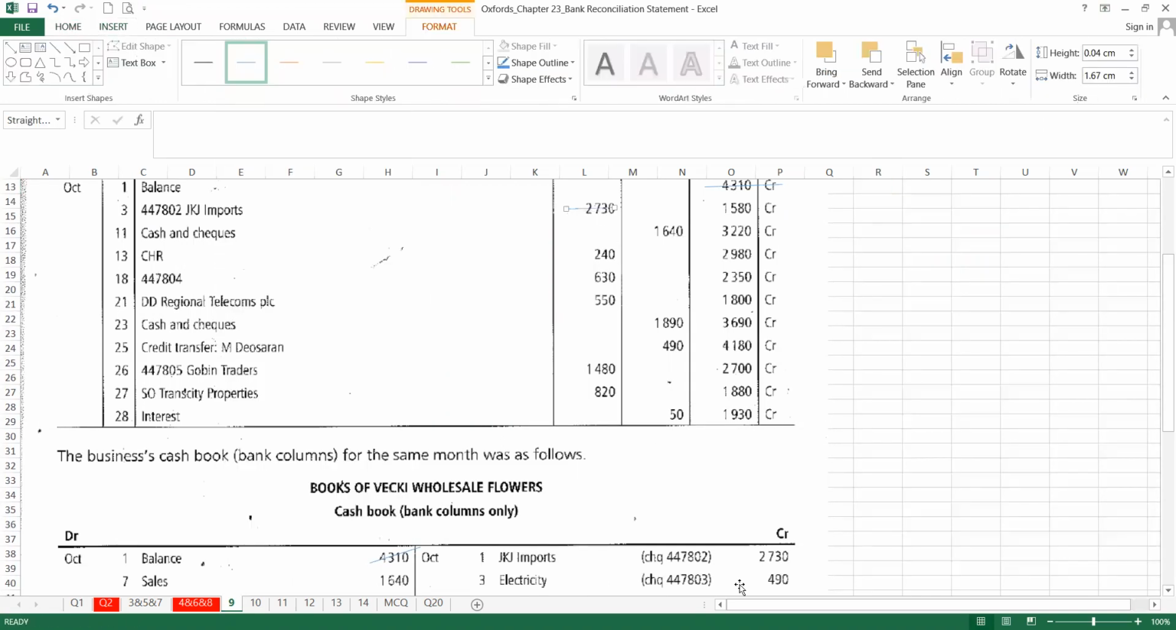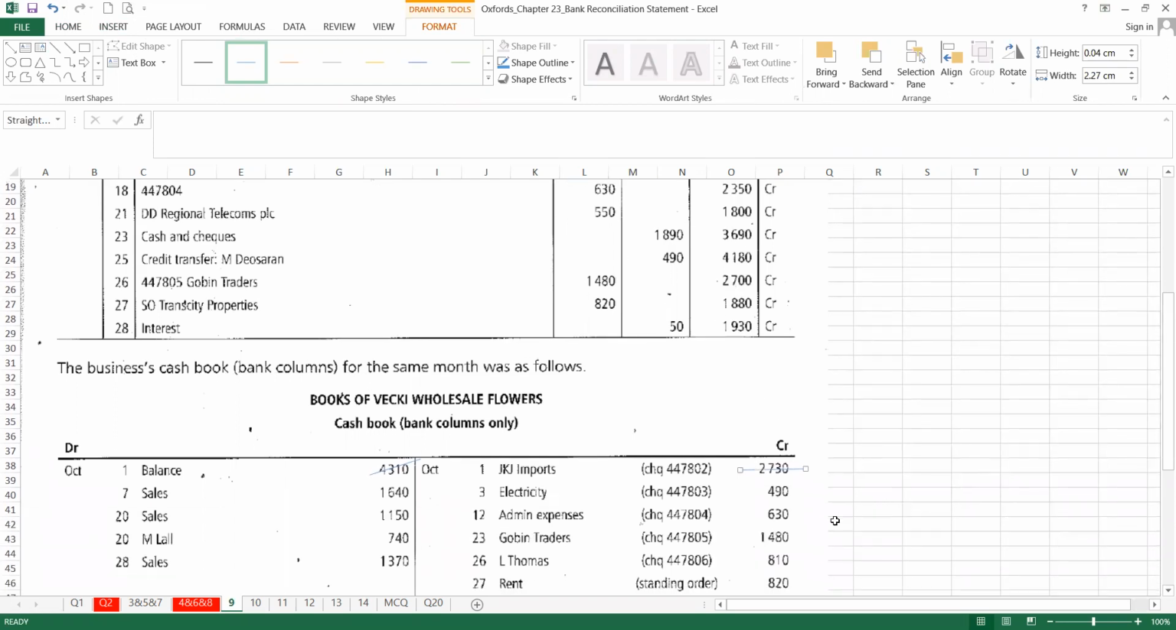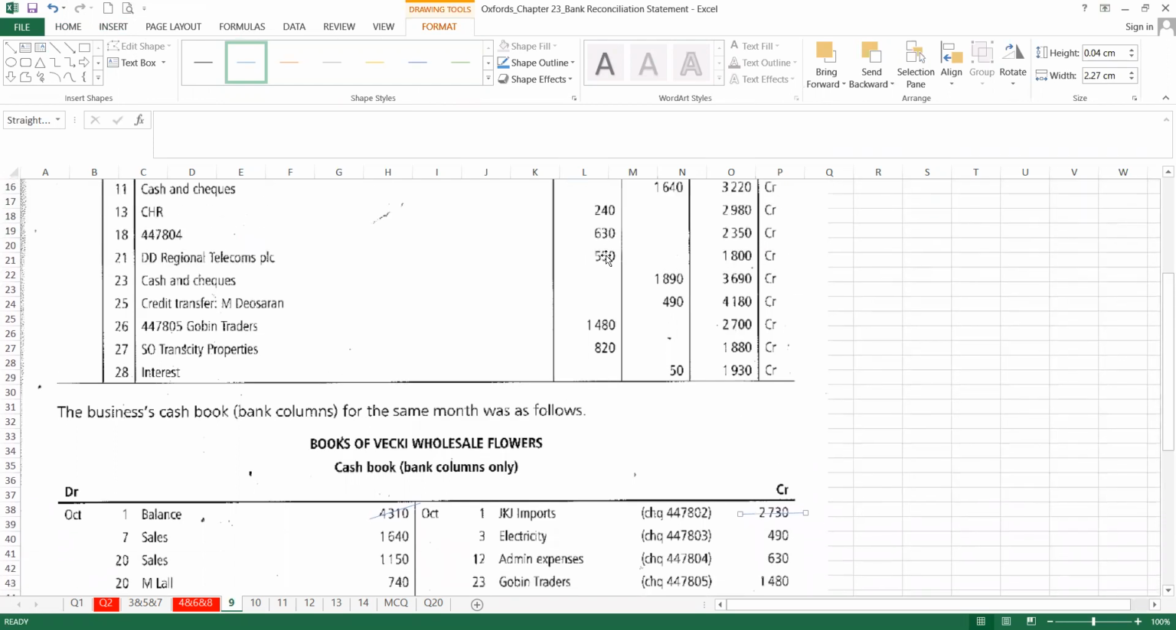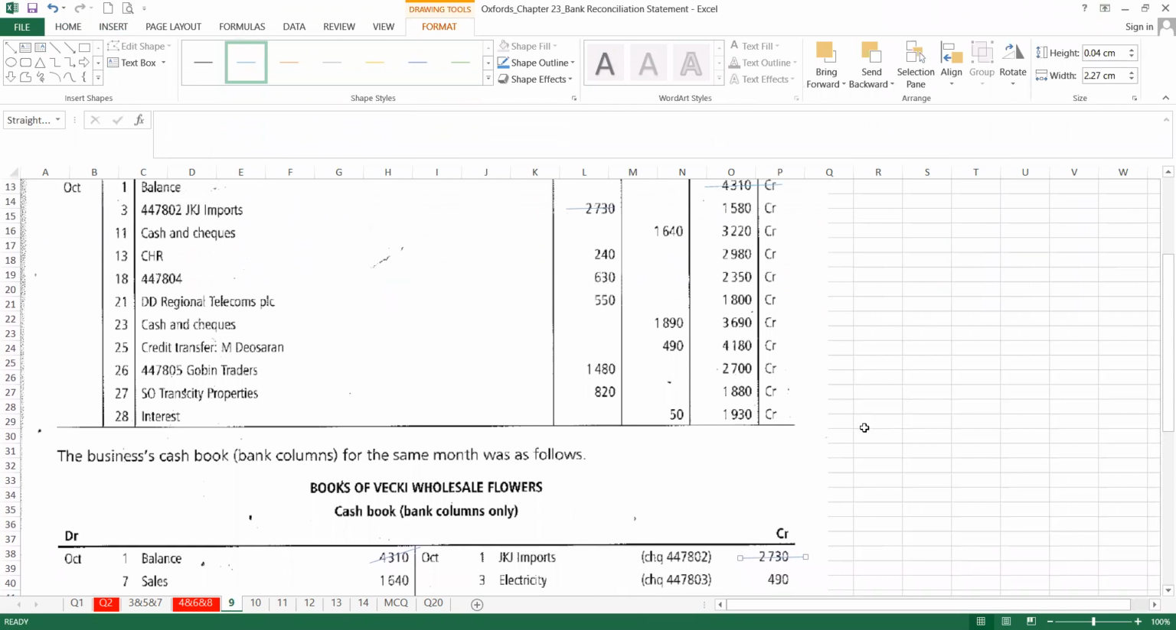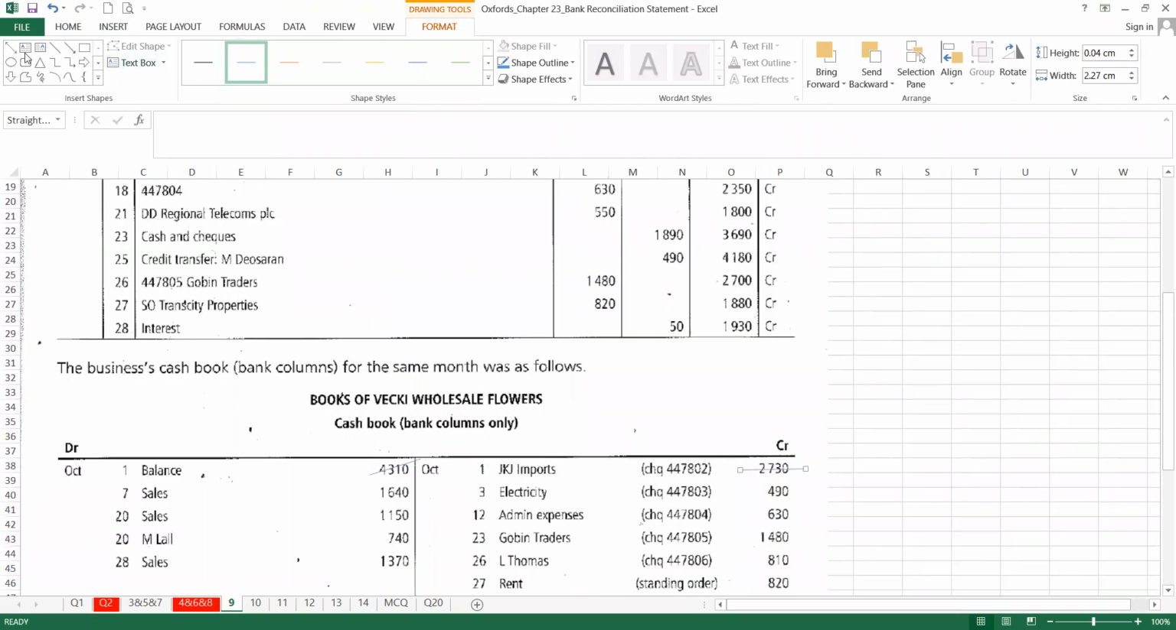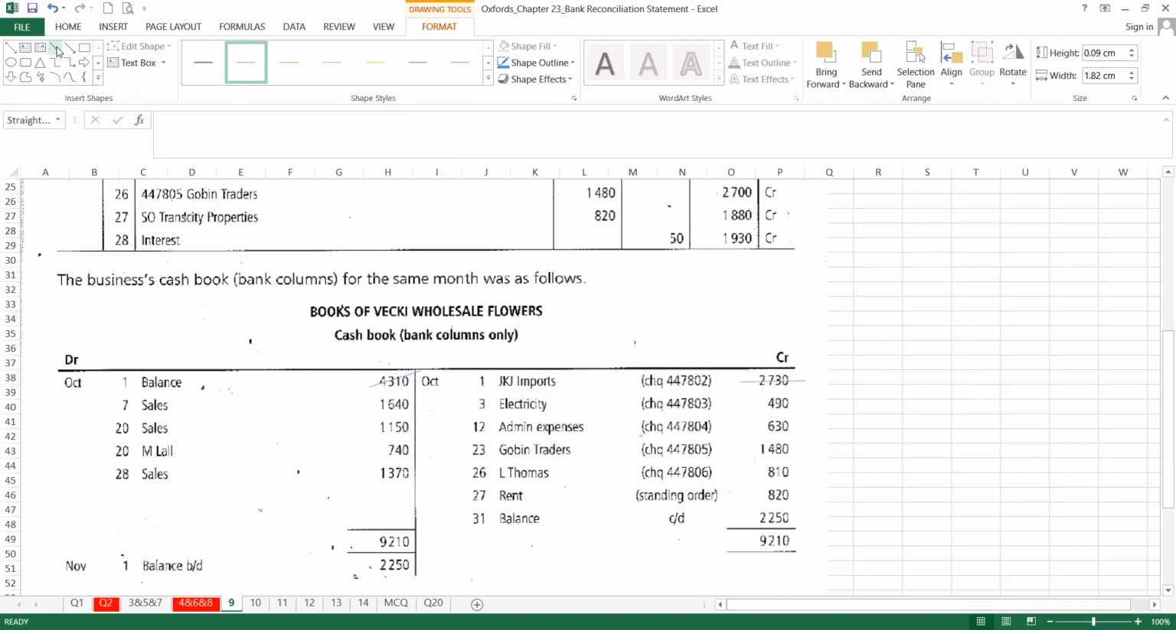So I cut it out. Then this one also I cut it out. Okay. The next one, 240. Here don't have 240. And then 630. So there are 630. So I cut here 630. And then also I cut here.